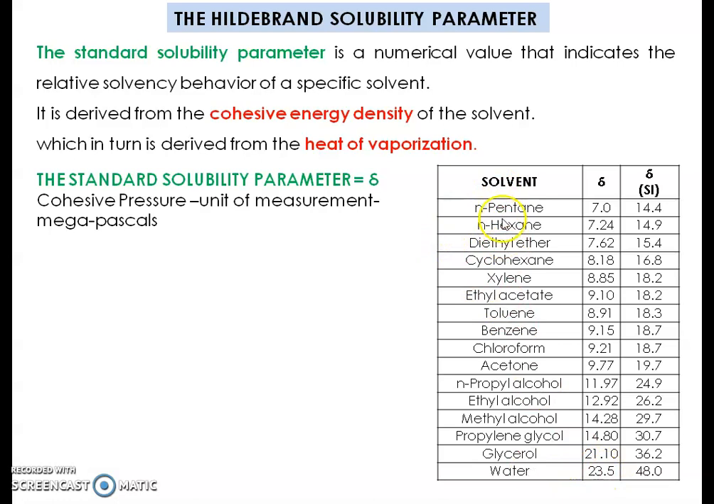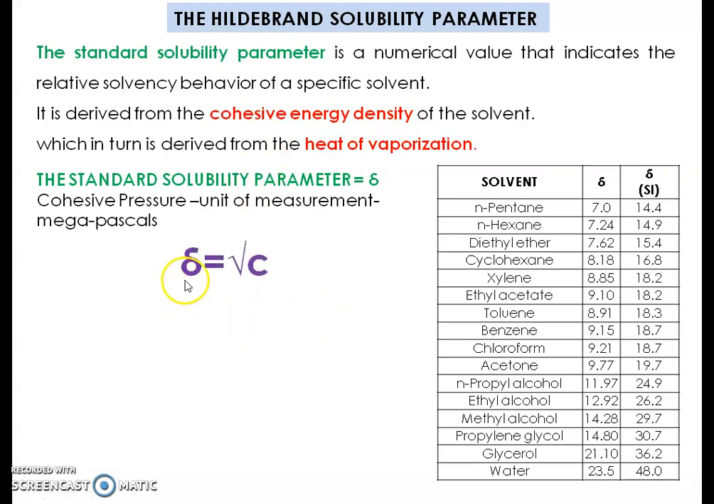So this denotes that the higher the value of standard solubility parameter, the solvency will be less, because N-pentane has very high solvency. You can add any kind of solvent, it will show good solubility. These are the values which help in understanding the solubility parameter of a particular solvent while selecting a solvent. Now we will discuss the relation between the standard solubility parameter, that is delta, and cohesive energy density, because it is derived from cohesive energy density.